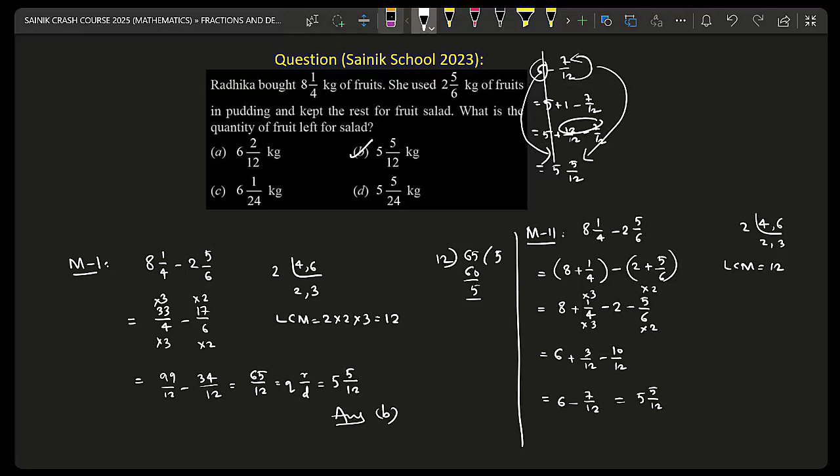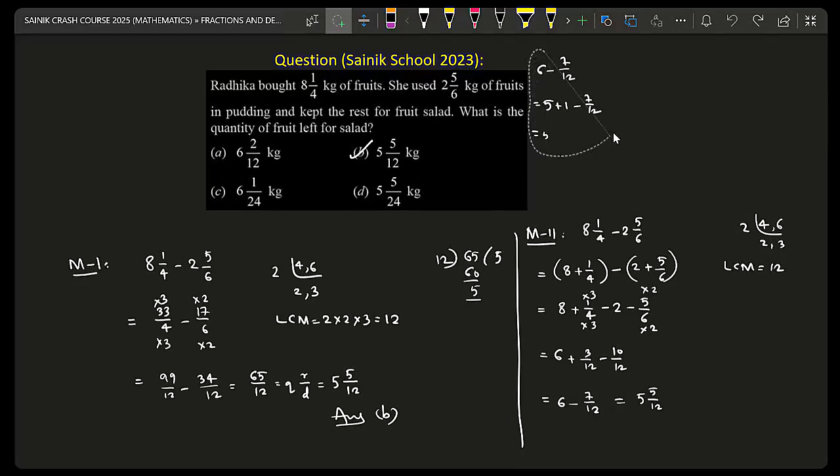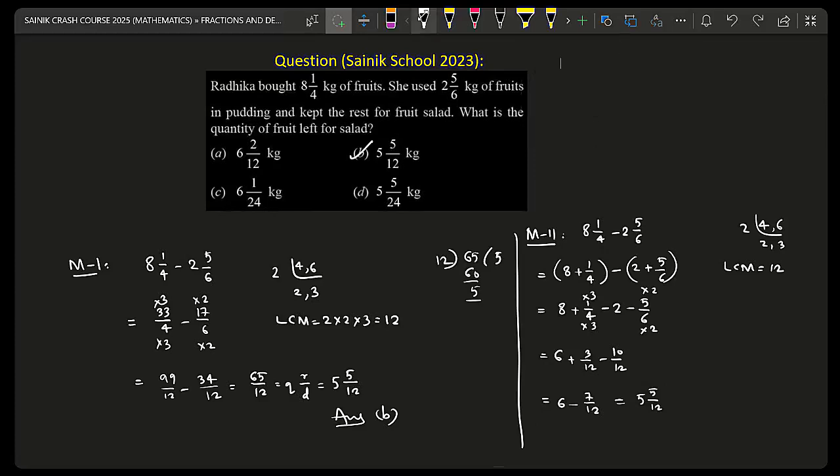Whenever there is a minus sign between a whole number and a proper fraction, then we can do this shortcut. From the whole number, you subtract 1 and write, and denominator minus numerator we can always do. So the answer is 5 by 12. Still we got the same answer, that is answer B. So any doubts, you can raise a hand. Otherwise, you can copy this. We'll move to the next question.